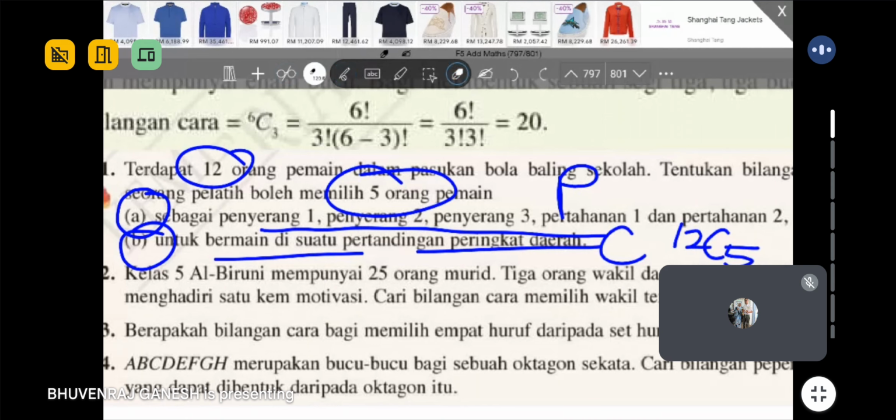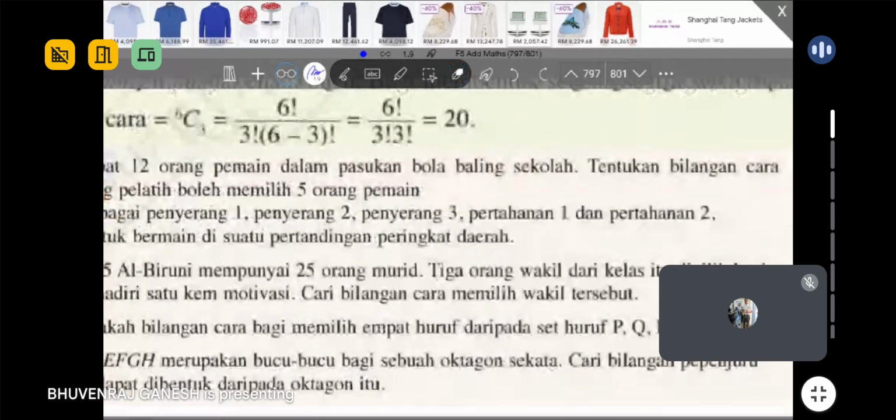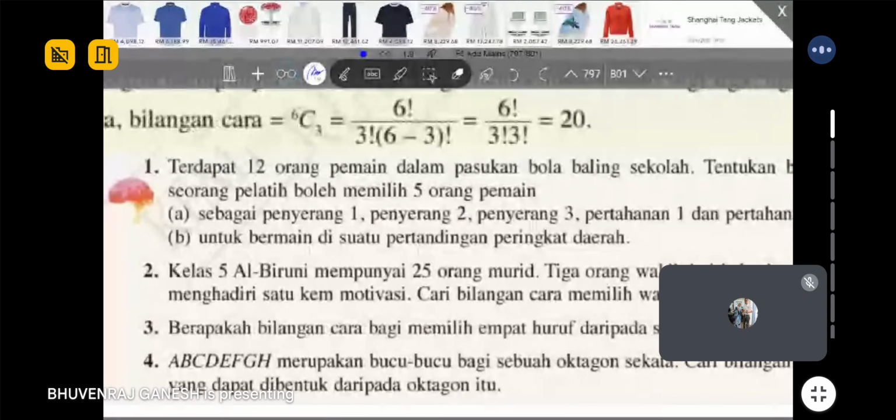Okay, all right. So question number 2, guys. How do we do question number 2? Permutation or combination? Number 2.